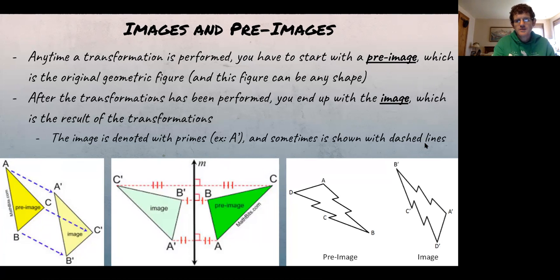Another thing that you'll sometimes see is dashed lines. All right, so what that means is if I drew a triangle here, and then I translated it over to here, sometimes, of course, if this is A, I might call it A prime when I'm done, but I might also draw this with dashed lines.